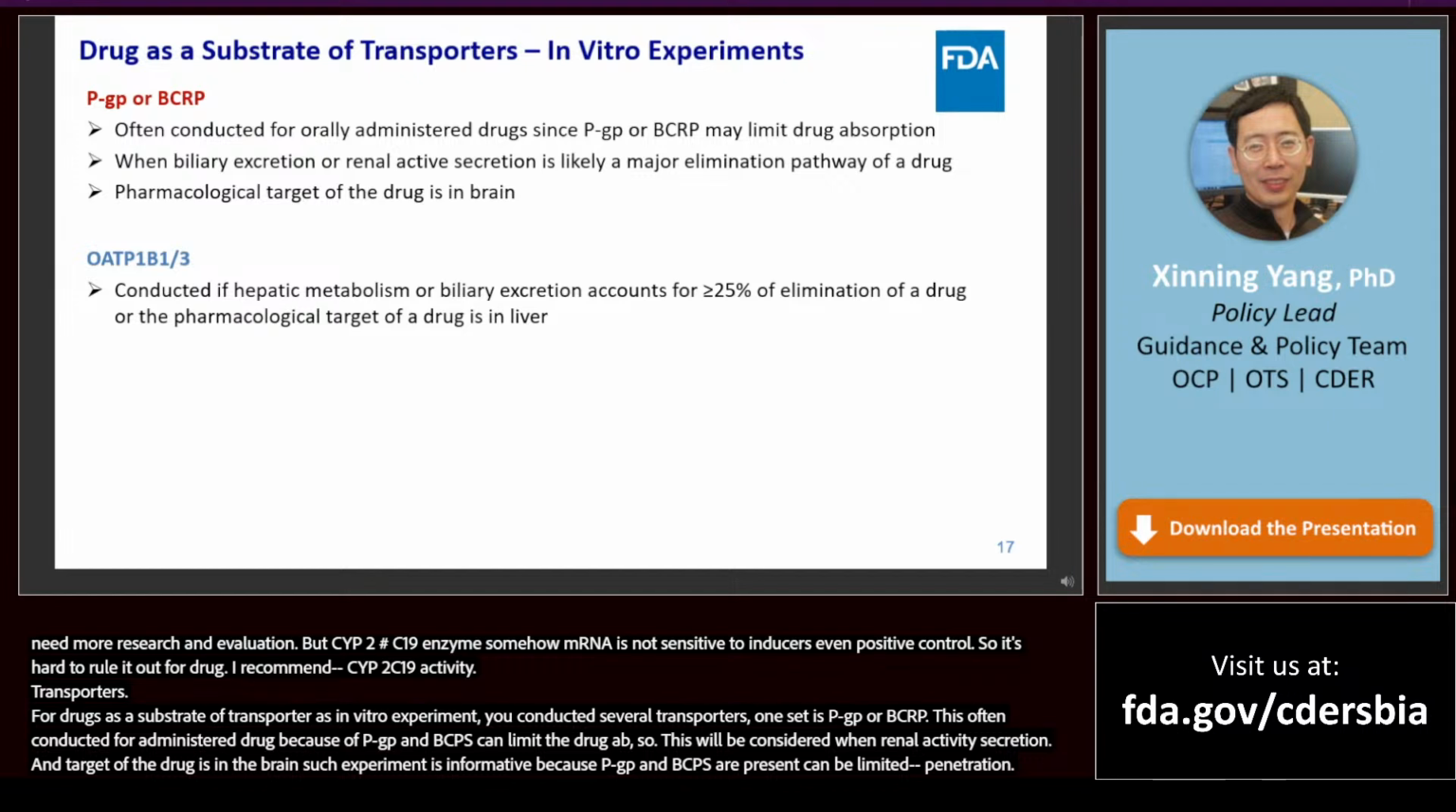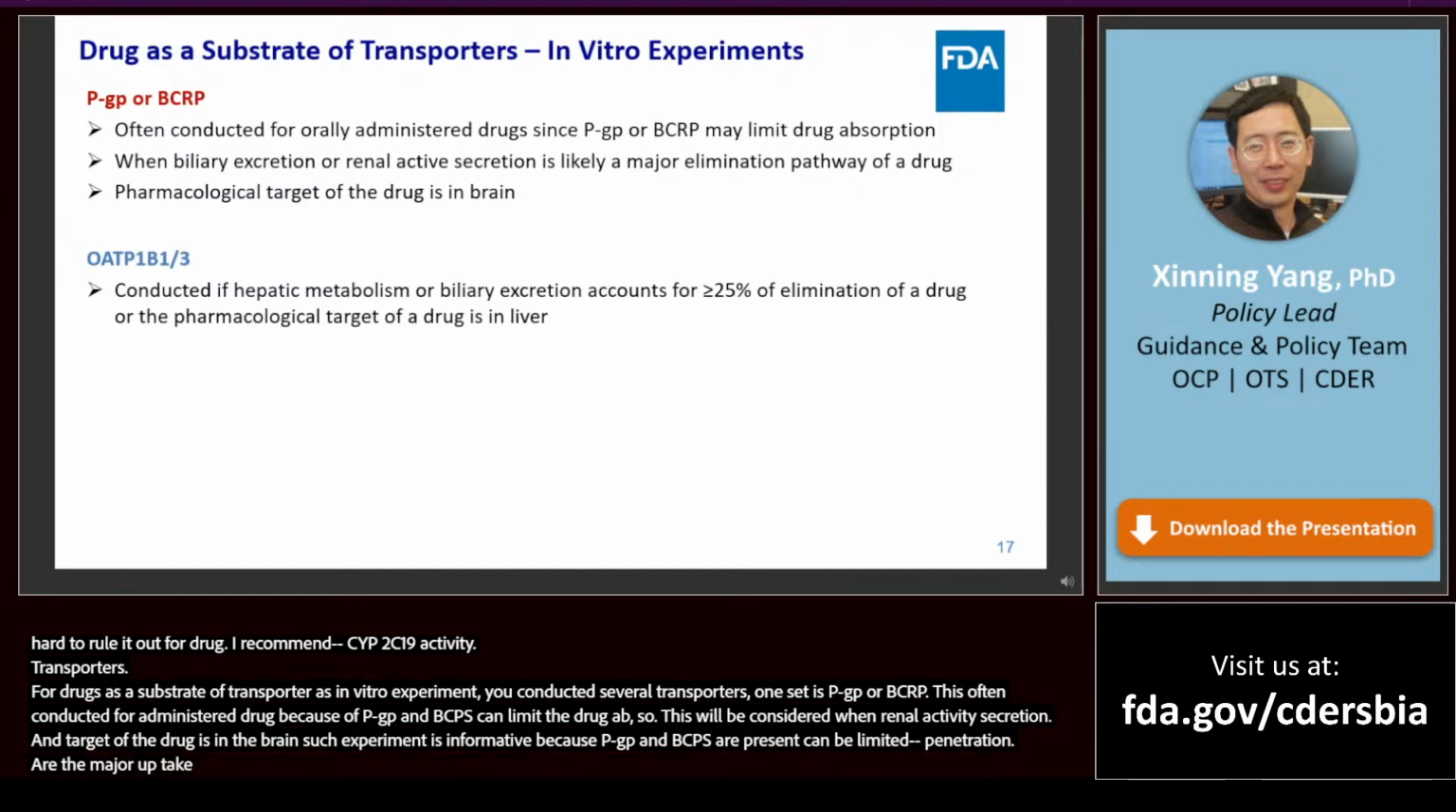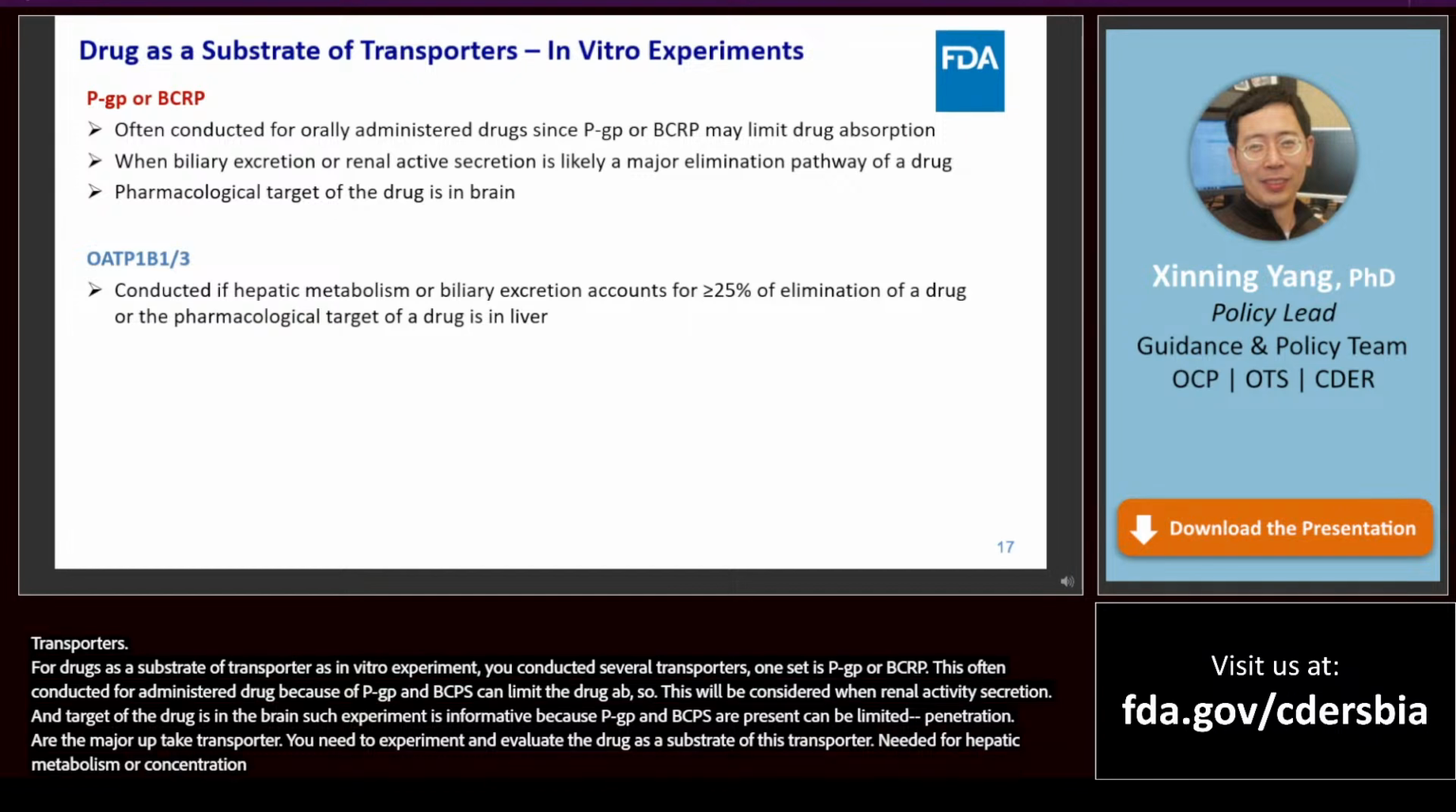OATP1B1 and 1B3 are the major hepatic uptake transporters. So an in vitro experiment to evaluate the drug as a substrate of these transporters is needed if hepatic metabolism or biliary excretion accounts for at least 25% of the elimination of a drug, or the pharmacology target of a drug is inside the liver.